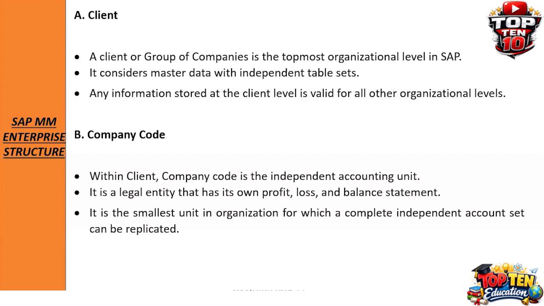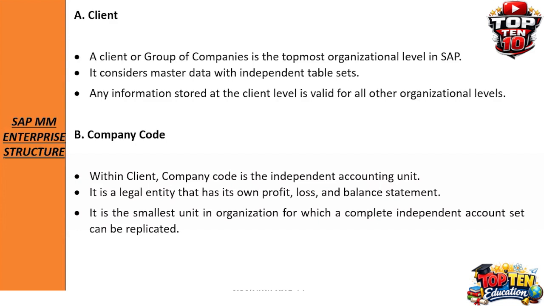Second, after creating one company or group of companies as the client, we can create the company codes. The client we have already discussed, there is one client ABC. Now, company code. Within the client or within the company, we can create a company code, and it can be an independent accounting unit. It is a legal entity which has its own profit and loss and balance statement. For example, there is one company code A1, a second company code A2, a third company code A3.